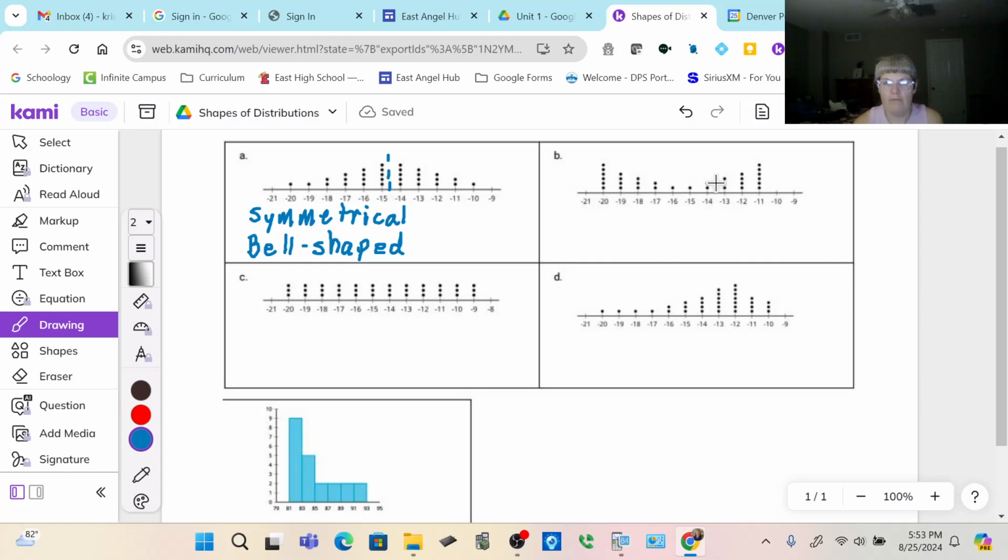The second graph is also symmetrical, even though it doesn't peak in the middle. I could divide it down its middle, and the two sides look like they are mirror images. So we could describe this as being symmetrical, but because this has two peaks on opposite sides from each other, we would call this bimodal. Bi meaning there's two peaks, one on each side of that symmetry.